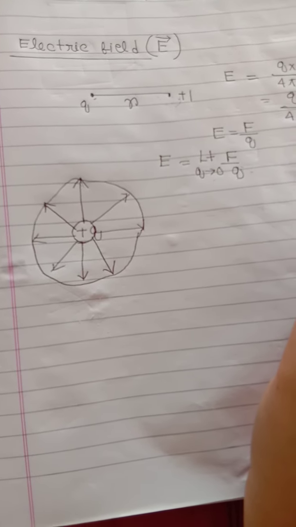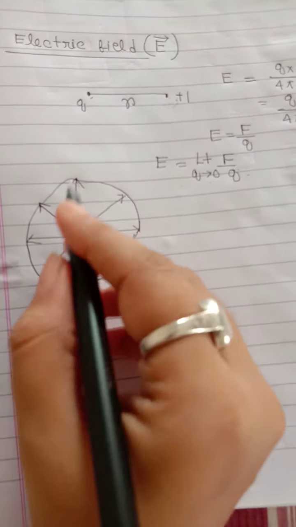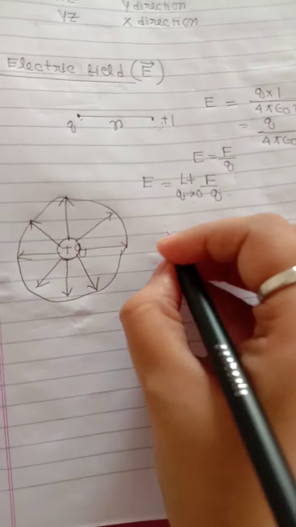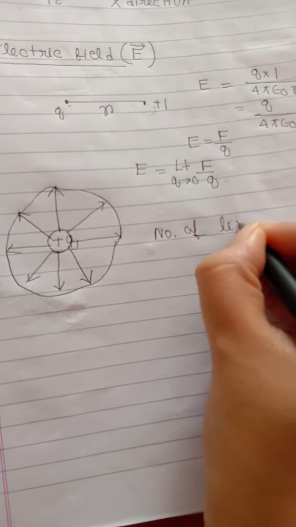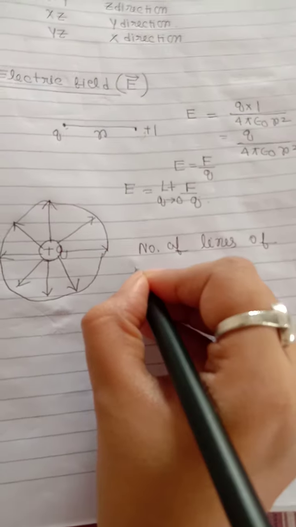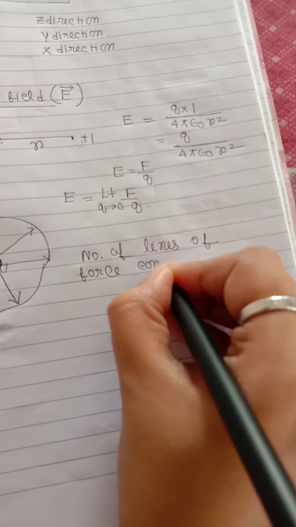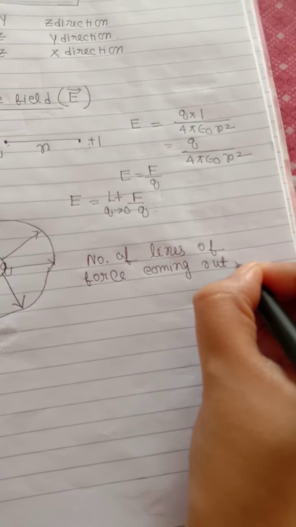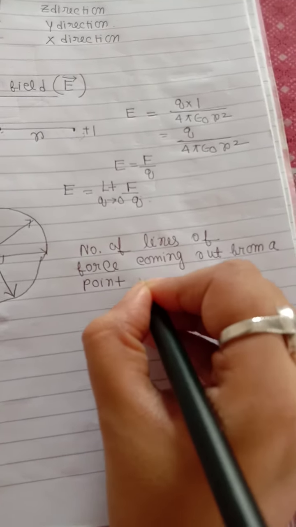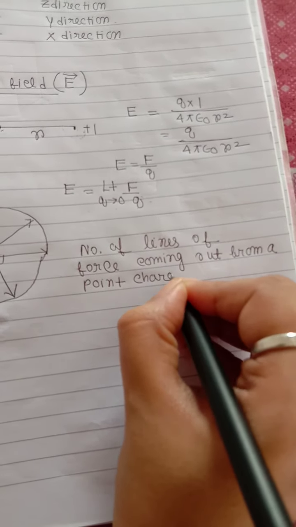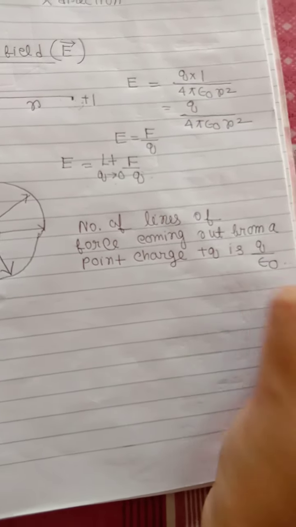Now what to do? Suppose there is a charge q. Everybody knows how many lines of force come out from a charge q. If I have a plus q charge, the number of lines of force coming out from a point charge, or originated from a point charge plus q, is q by epsilon naught.